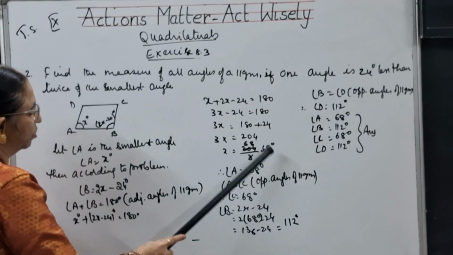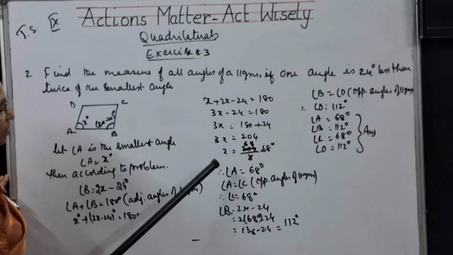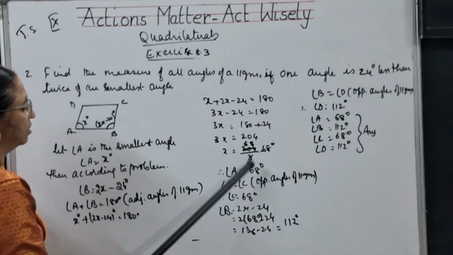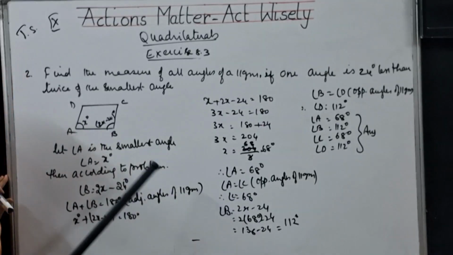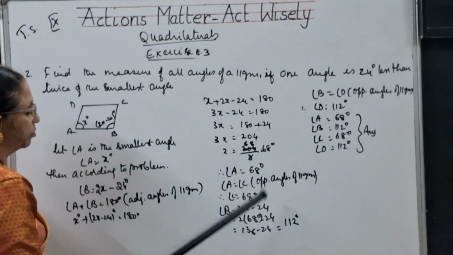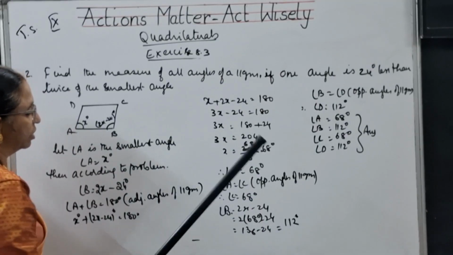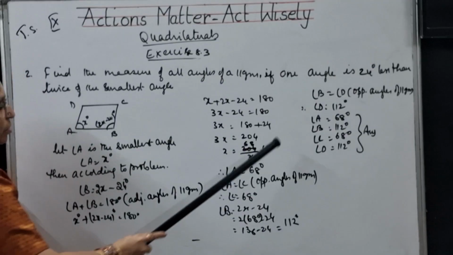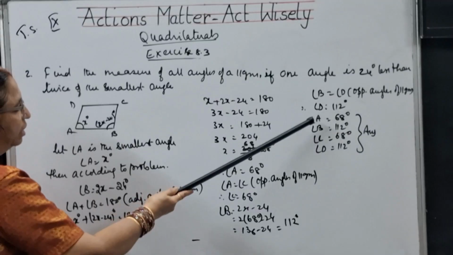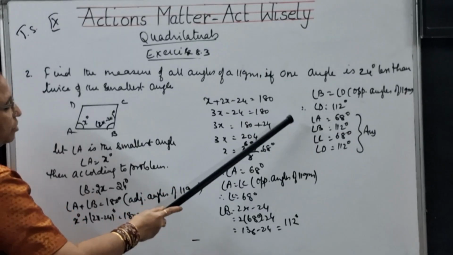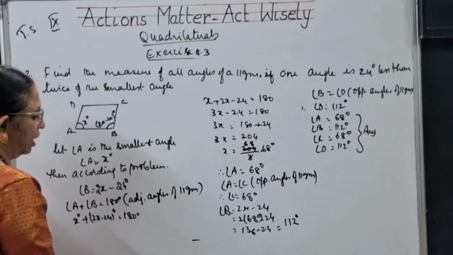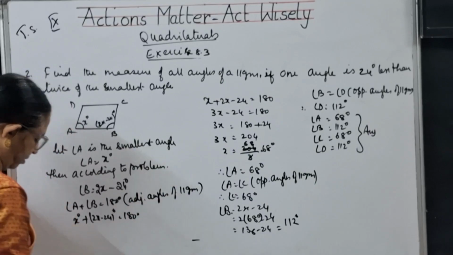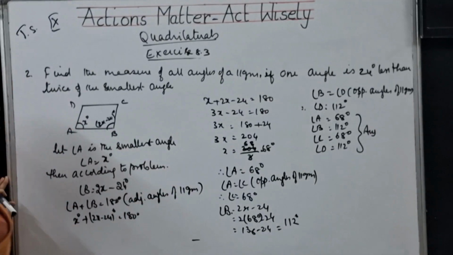So on solving I got x value as 68 degrees. x is 68 means angle A is 68. Angle A is equal to angle C, so angle C is 68 degrees. Angle B is 2x minus 24, so I have got angle B as 112 degrees. Angle B is equal to angle D, so angle D is 112 degrees. So angle A 68, angle B 112, angle C 68, and angle D 112 degrees. This is the answer, children. Please note it down.